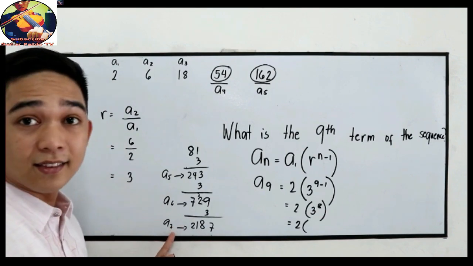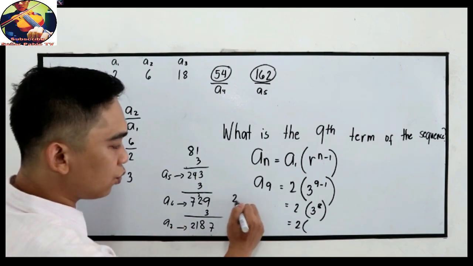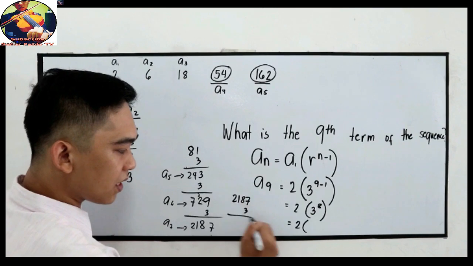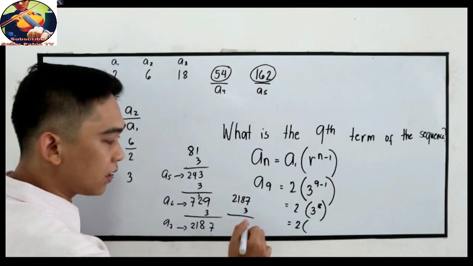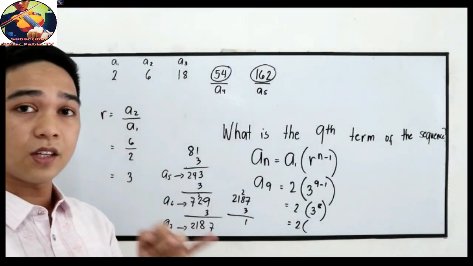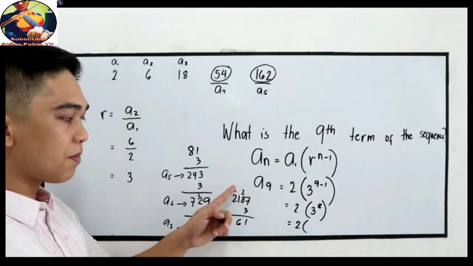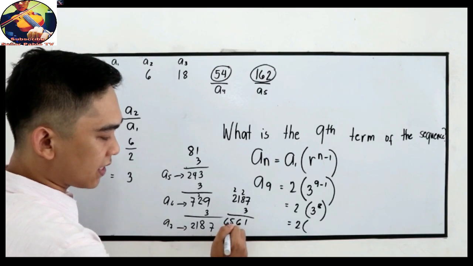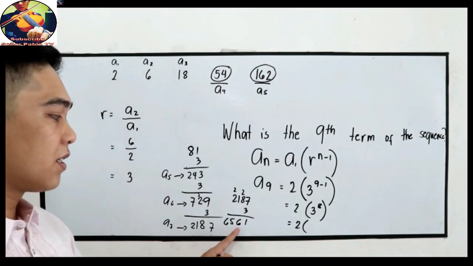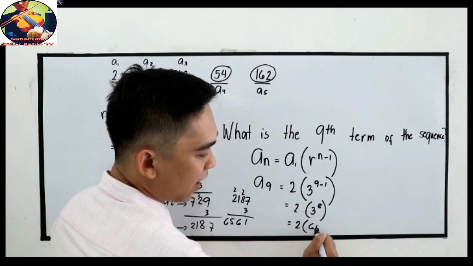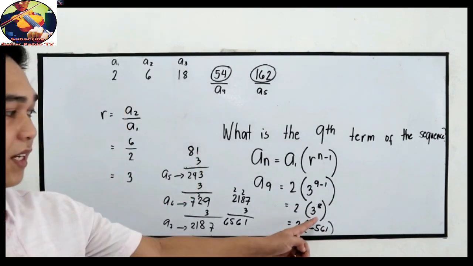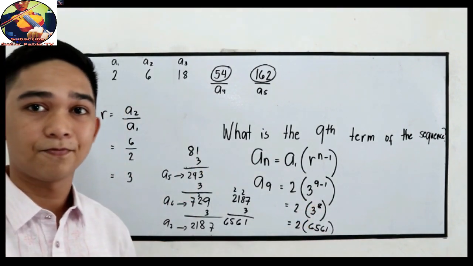So, 2, 1, 8, 7 yan. Times 3 ulit. So, 2, 1, 8, 7 times 3. 7, 14, 21. 1, carry 2. 8, 16, 24, 25, 26. Carry 2. 3 plus 2, 5. And 6. 6, 5, 6, 1. Siya ngayon si 3 raised to 8.